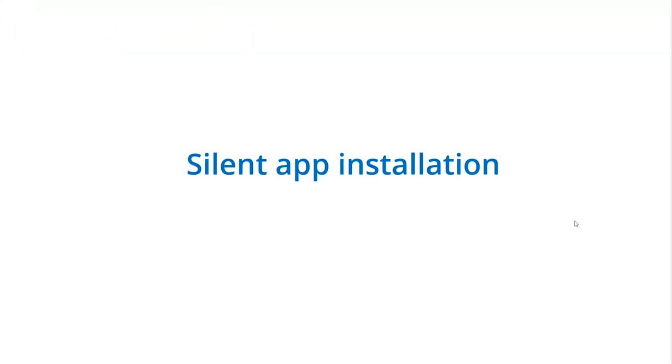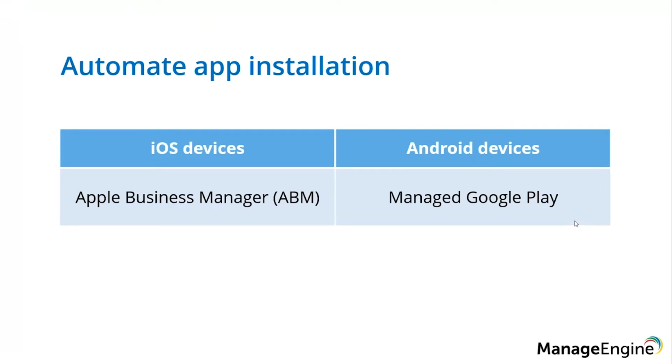Now, when it comes to silent app deployment, there are two methods we have. For Apple, we have Apple Business Manager. For Android, we have Managed Google Play Service Integration. And for Windows, we have Windows Business Store Integration, which we'll cover in the next training. But for today, I'll talk about the Apple and Android section. So for Apple and Android, you have ABM and Managed Google Play.